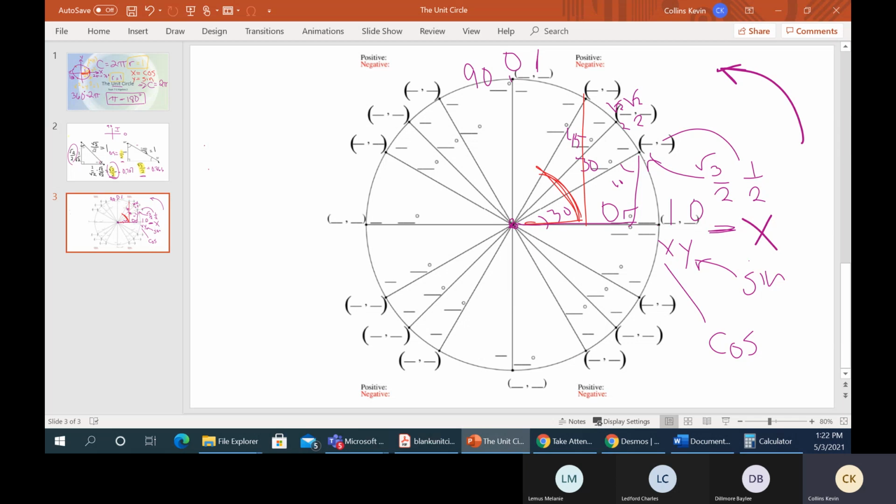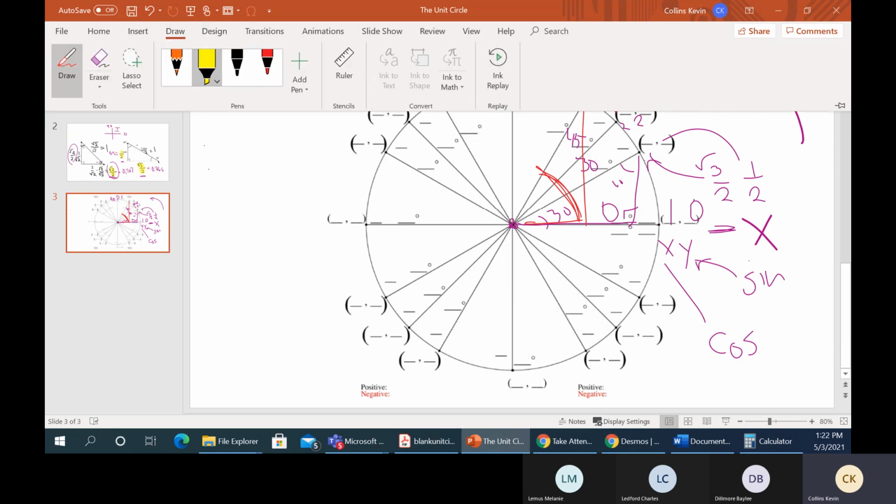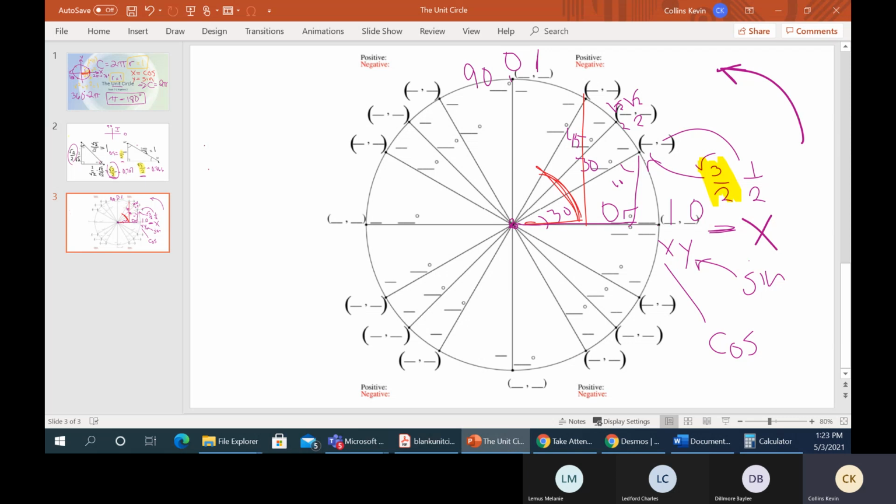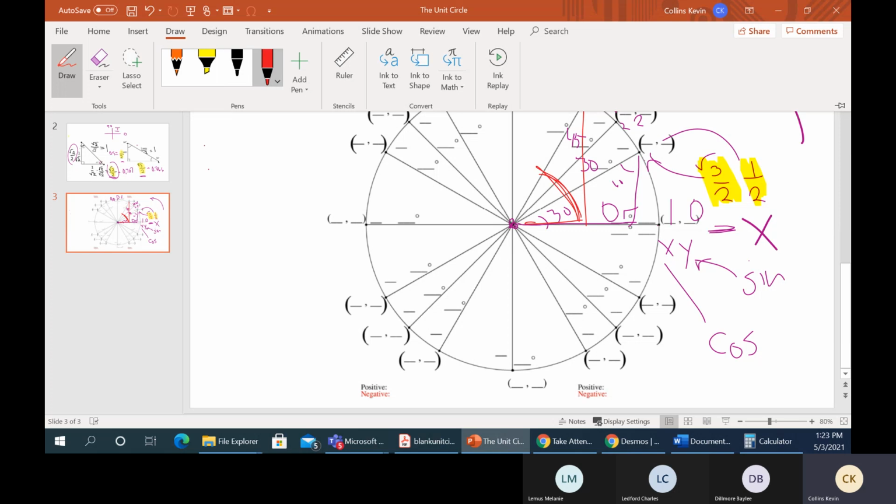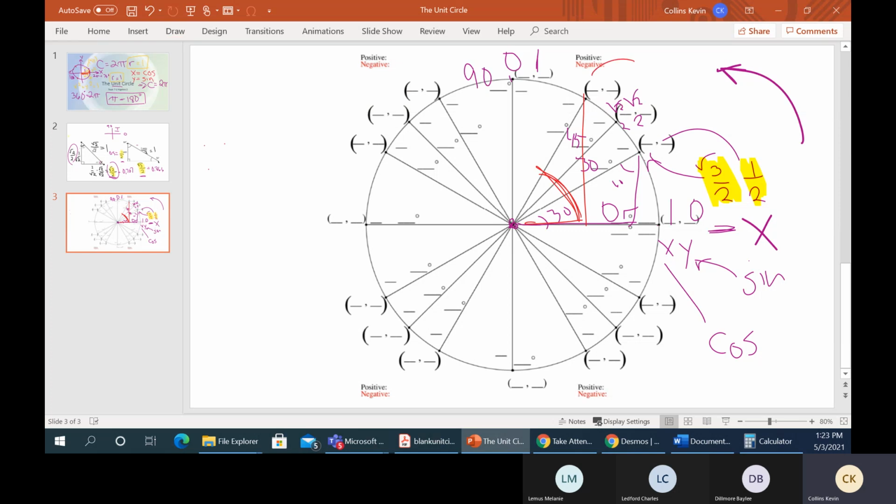So notice here in the case of the 30 degrees, we had the square root of 3 over 2, and we had 1/2. This guy is going to be the same values switched. So the first one is going to be 1/2, and the second one is going to be the square root of 3 over 2.